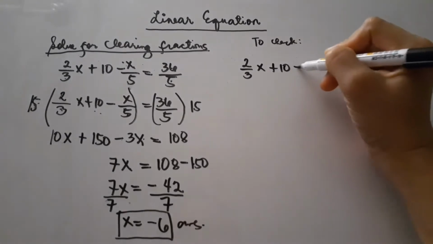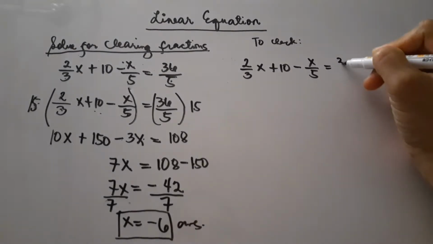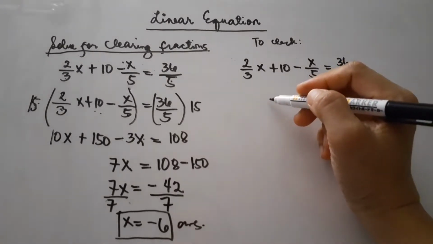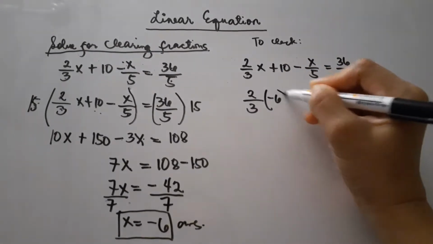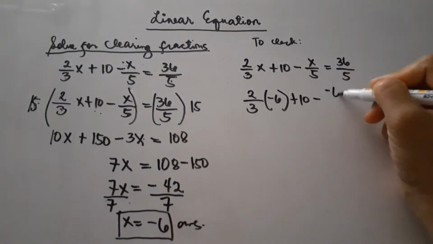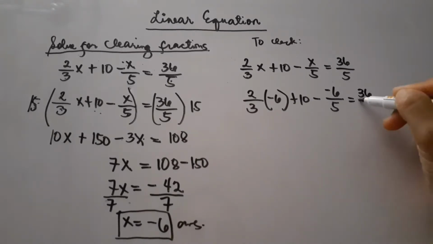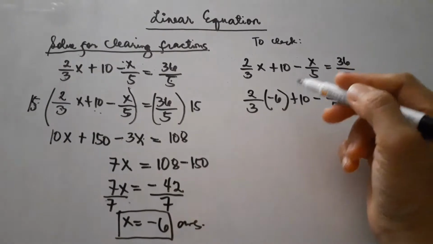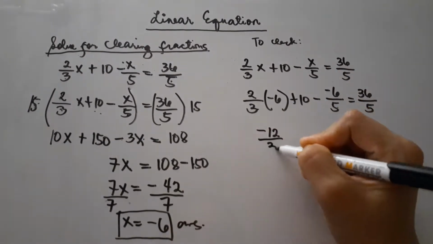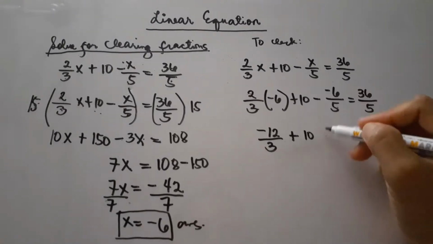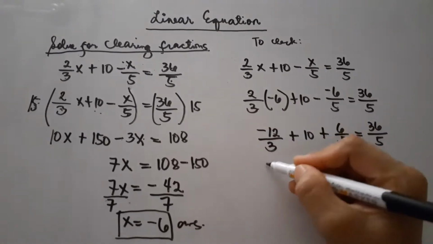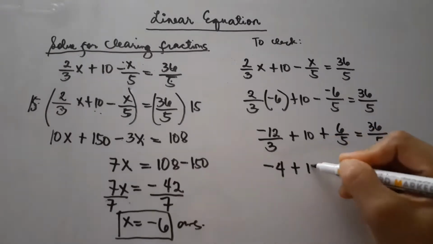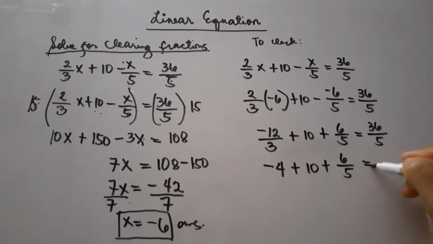Whether the value of x is negative 6. So let's check. We have 2/3 x plus 10 minus x over 5 is equal to 36 over 5. Then we substitute the value of x, which is negative 6. So 2 times negative 6 becomes negative 12 over 3 plus 10. Then this is positive because negative times negative becomes positive. So negative 12 over 3 becomes negative 4 plus 10 plus 6 over 5 is equal to 36 over 5.